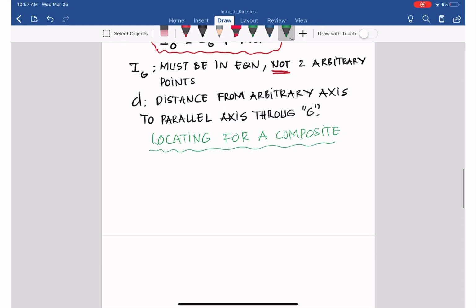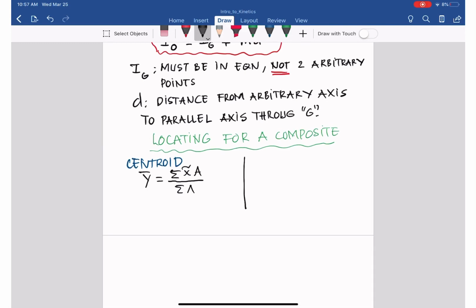So for the location of composites, we can use the equation for the centroid, either in 2D or 3D. Talking about 2D, we have x bar equal to the sum of all x for each, times the areas, divided by the sum of the areas. The centroid is the center of geometry.